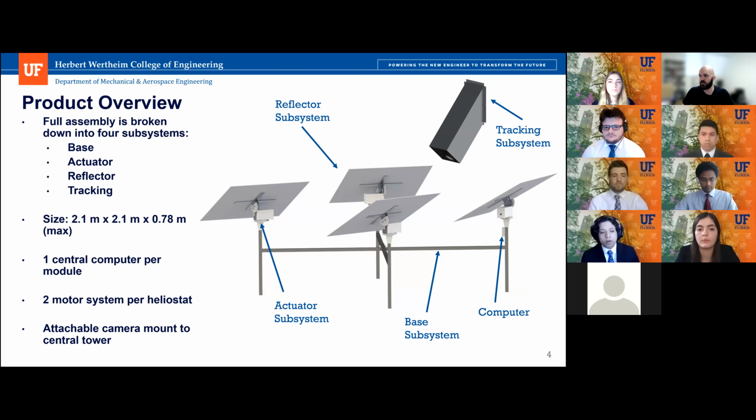So for a product overview, our design is broken down into four main subsystems: base, actuator, reflector, and tracking. For a max overall configuration size, our design is 2.1 by 2.1 by 0.78 meters. We have one main computer per module. We have a 2-motor system per heliostat, as well as gears, and we have an attachable camera mount to the central tower. We chose to go with 4 heliostats over a greater number due to the driving cost of the motors. Next slide.